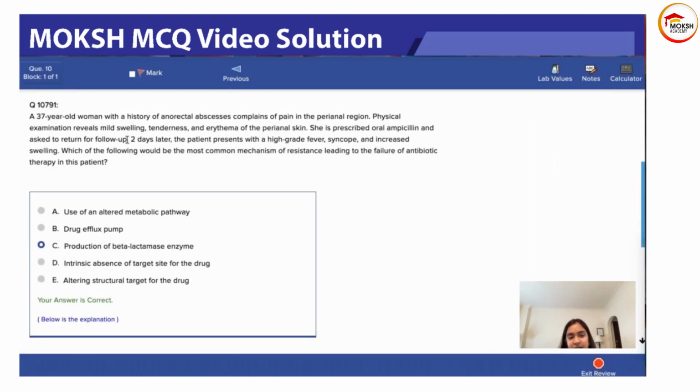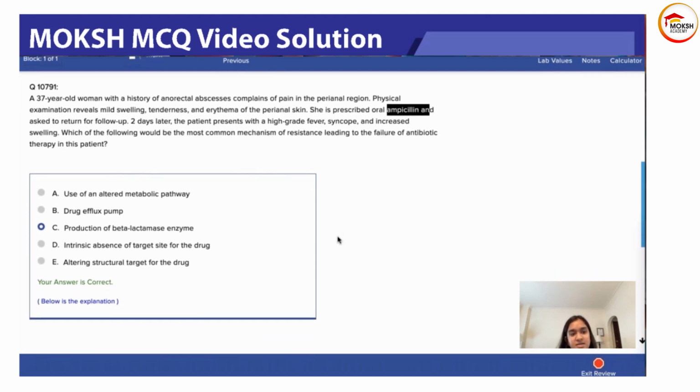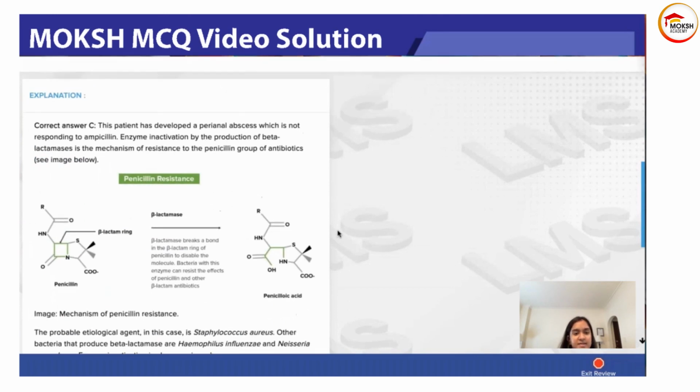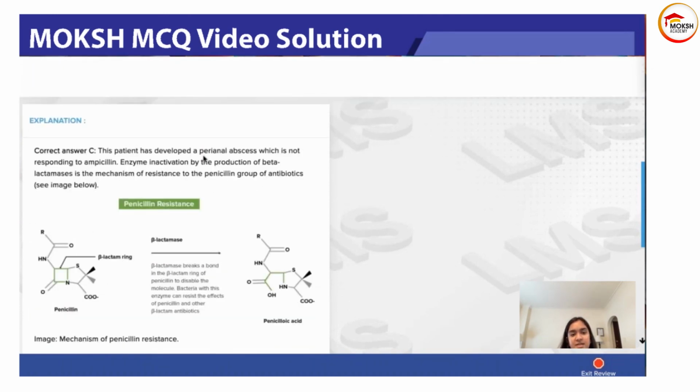So this patient had an infection. She was given ampicillin, but the infection didn't resolve. That obviously means that some amount of antibiotic resistance has developed, and you just have to be able to figure out why that's happening. The patient has developed an abscess which is not responding to ampicillin. So that is enzyme inactivation by the production of beta-lactamase.